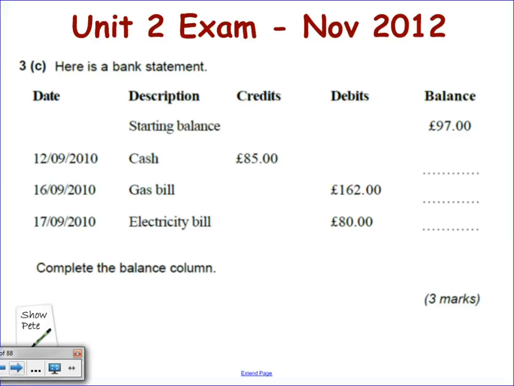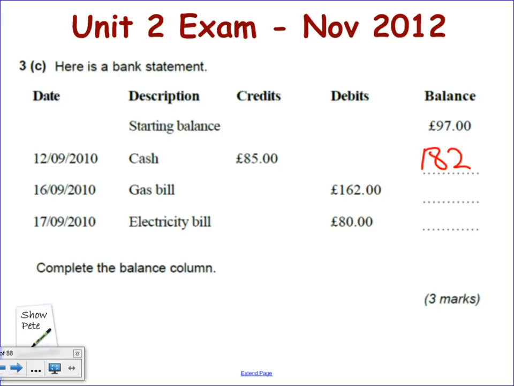Okay, so let's do it together. I've got £97 as a balance. In other words, that's my starting number. On the 12th of September, cash 85 credit. What am I meant to do with that 85 then? I'm going to add it. So 85 plus 97. Brilliant. I've taken away the decimals. I made it easy. We don't deal with decimals for 2 weeks, so I made it nice and easy. I got rid of all the pence.